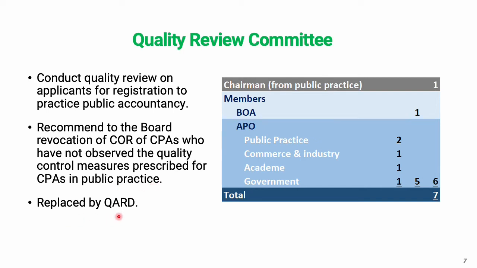Okay, but they are replaced by the QARD, the Quality Assurance Review Department. So the QRC per IRR has 1 chairman from the public practice. So members or representatives, 1 from BOA, and from APO we have 5. So 2 from public practice, 1 from commerce industry, 1 from academe, and 1 from government. So total of 5 plus the BOA representative 6 plus the chairman, total of 7.